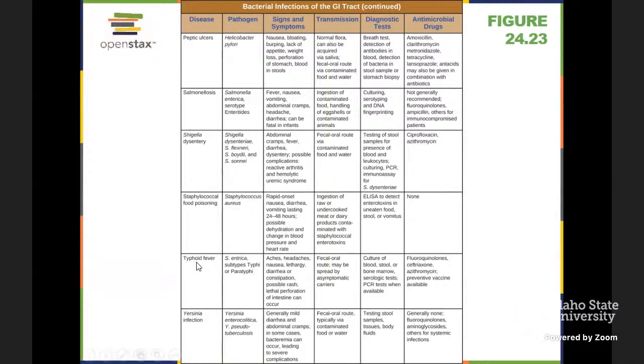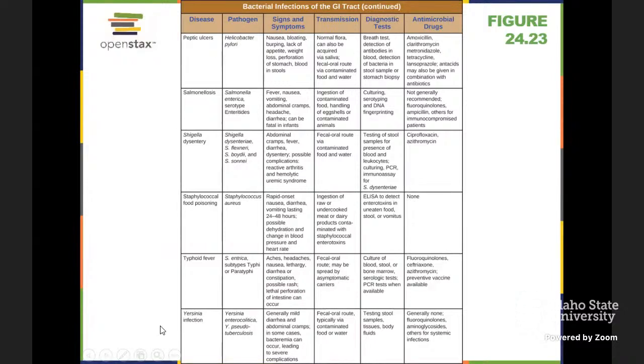All right. Another, Salmonella, typhoid fever, Salmonella enterica, Typhi or Paratyphi. Typhoid Mary fits right into this. Aches, headaches, nausea, lethargy, diarrhea, or constipation. Why not both? Potential perforation of the bowel, leading to secondary bacterial infection, septicemia, and maybe death. So fecal oral transmission could potentially be spread by asymptomatic carriers, which was Typhoid Mary. She didn't recognize any ill effects in the first place, but she harbored it.